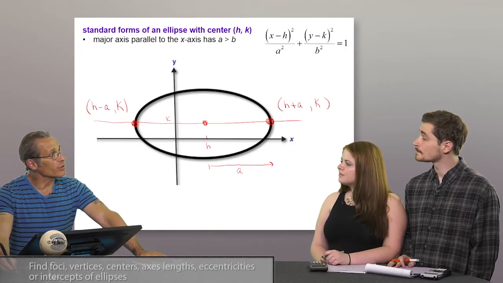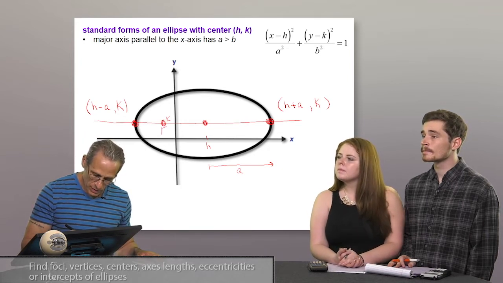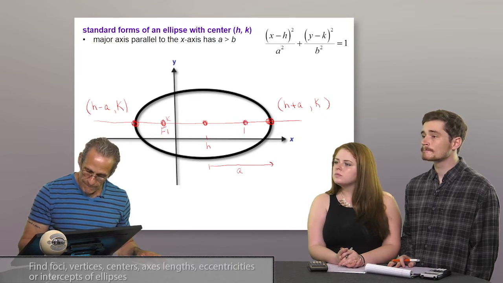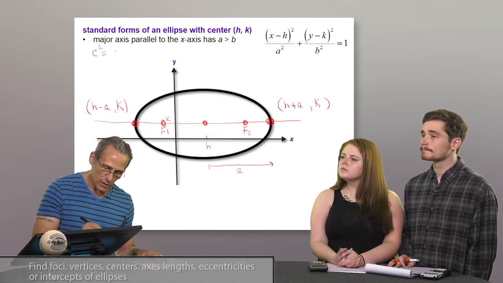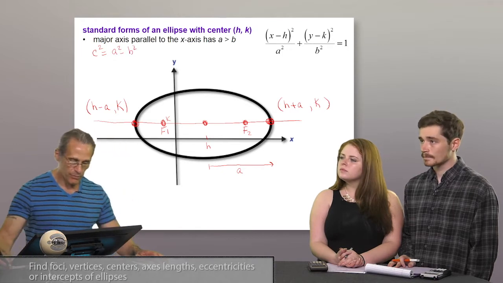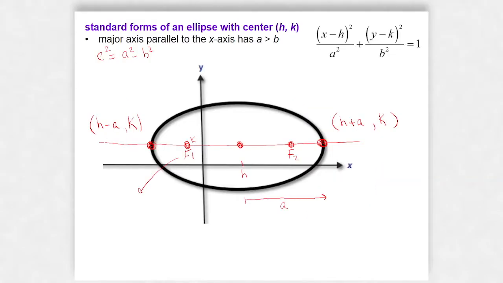Now, also along the major axis are the foci. And those foci, if I drew them in, would be located approximately here and here. The way you find the foci is you calculate a value of c, which is a squared minus b squared. For the coordinates of the foci, the y-coordinate is k, and then that value of c is your distance from the center over to the foci, which is c units. So it would be h minus c, comma k, and h plus c, comma k.